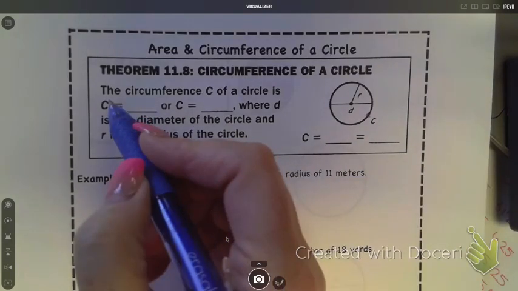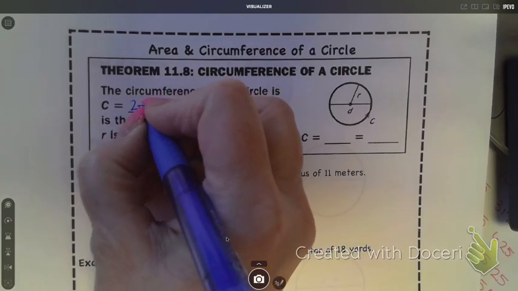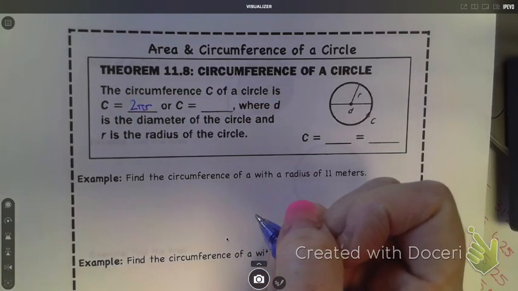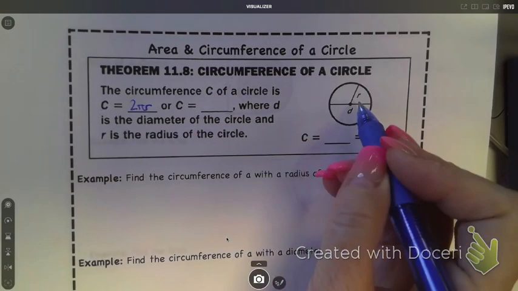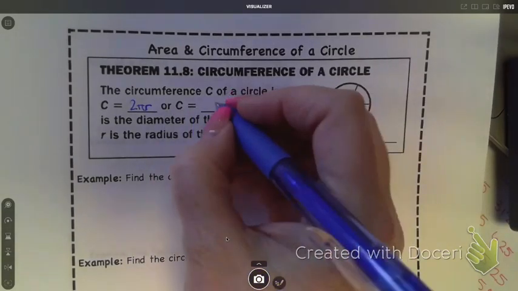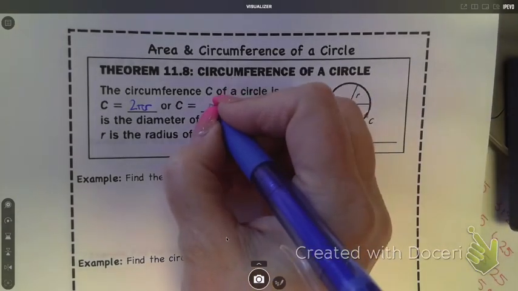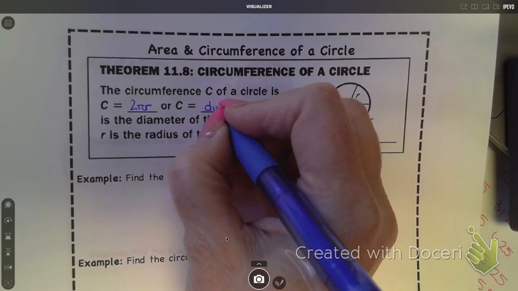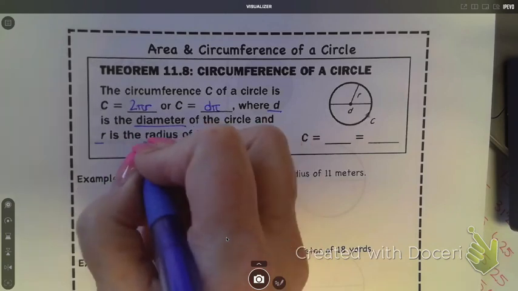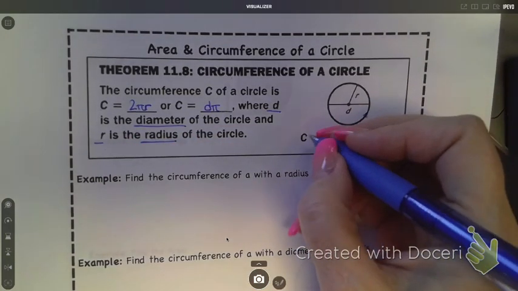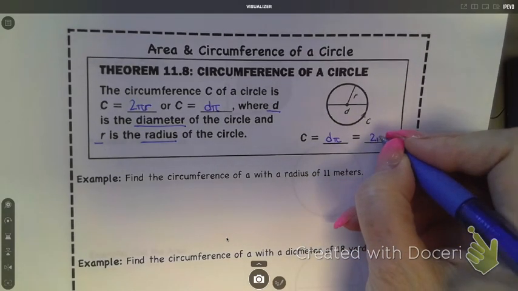Okay? Circumference equals 2 pi r. R stands for what? Radius. And 2 pi is the number of radians in a circle. Or we could say 2 radiuses equal 1 what? Diameter. So we could just say diameter times pi. And it says where D is diameter and R is radius. So C equals diameter times pi or 2 pi r.